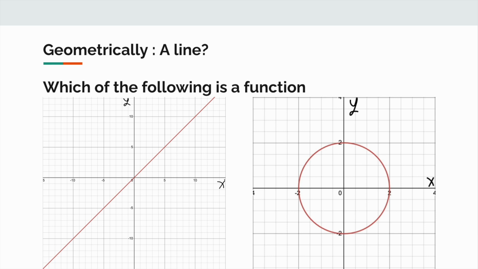Geometrically, is a function a line? There are two graphs below, and you can pause there to think about which one is actually a function. Okay, for the answer, the first one is a function. It can be described as f(x) = x, and basically it's just y = x.